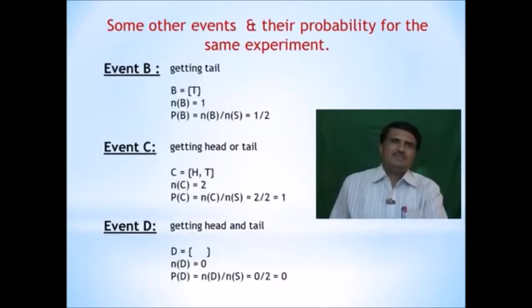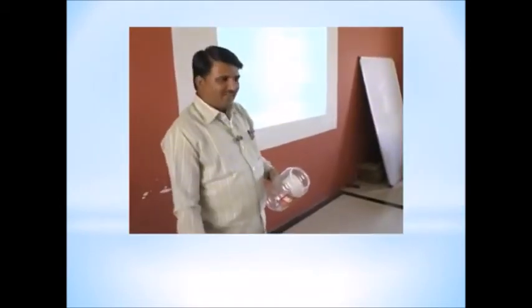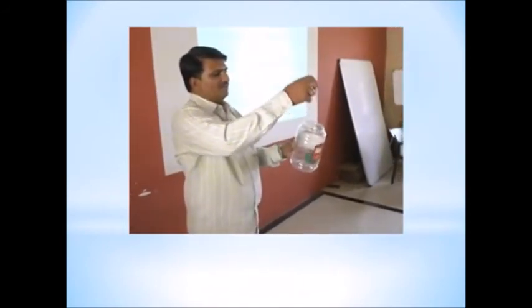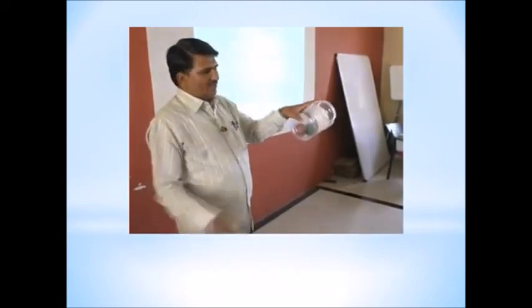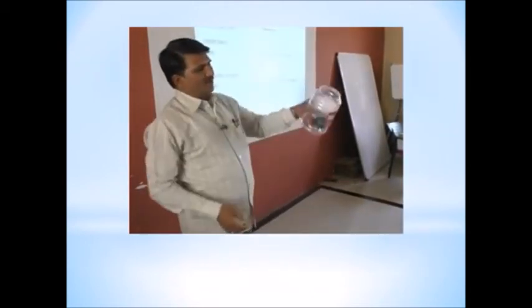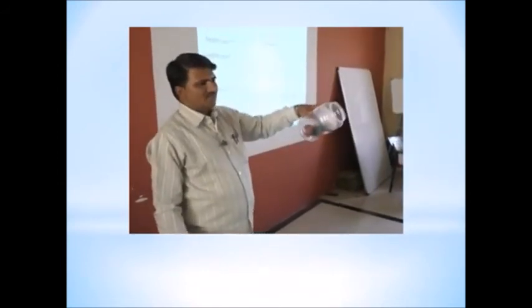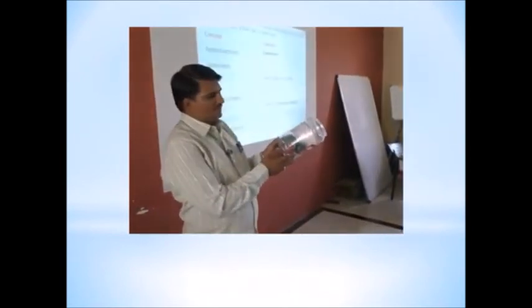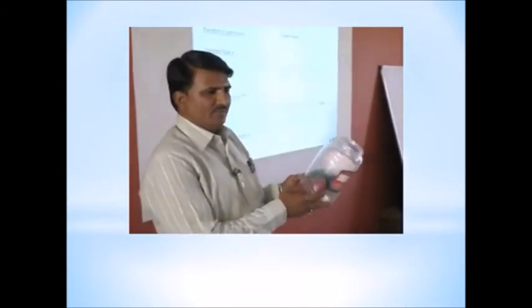So these are some concepts. For the same experiment, there are other events. Observe here, we have 3 balls and I am dropping each ball in the jar. So observe the colors of the balls. How many balls are in the jar? 3 balls. What are the colors of the balls? First, red, green and blue.